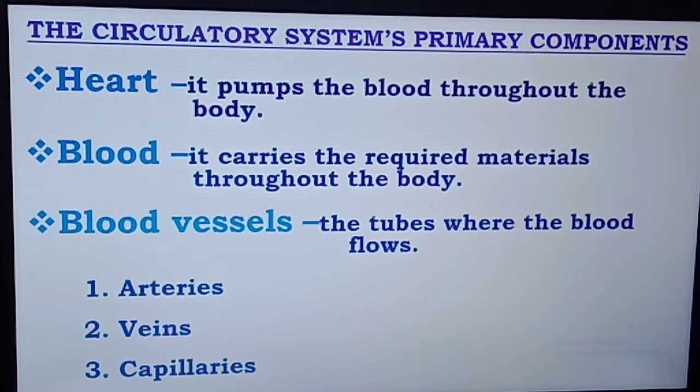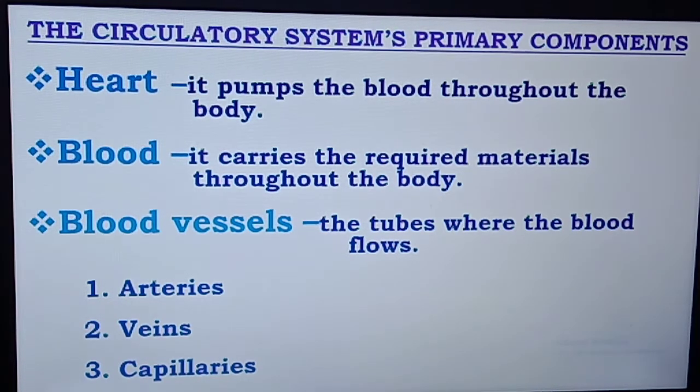The function of the heart is to pump the blood throughout the body. The function of blood is to carry the required materials throughout the body. And the function of blood vessels is to carry the blood throughout the body, or these are the tubes where the blood flows. We have three types of blood vessels. These are arteries, veins, and capillaries.